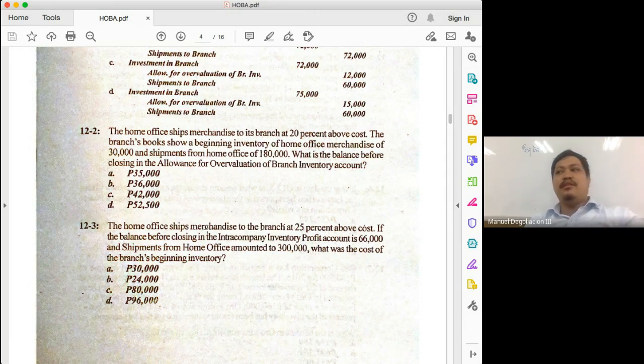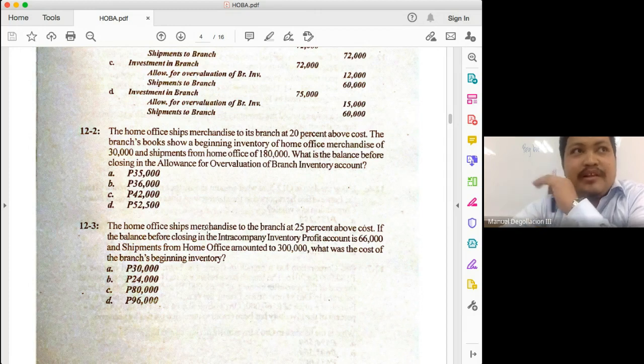The increases to the allowance account represent the markup on the shipments from home office. Okay? The increases to the allowance account represent the markup on the shipments from home office.